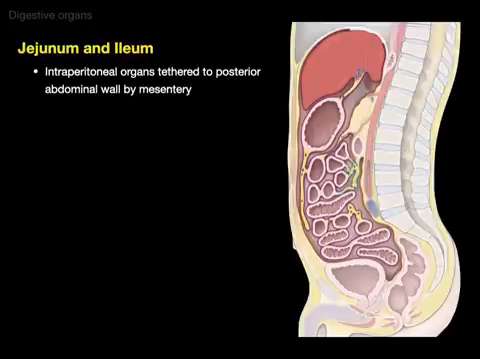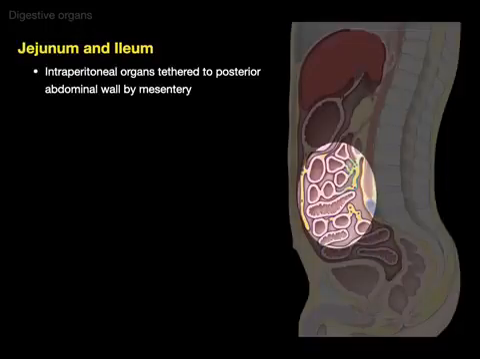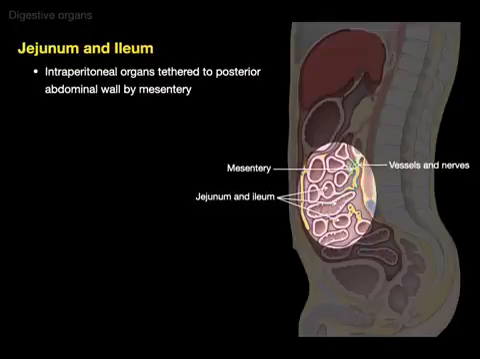This is a sagittal section of the abdominal cavity, and there we're focusing on all of those circles, which are showing cross sections, or in this case, sagittal sections through the jejunum and ileum. Notice that mesentery anchors it to the back of the abdominal wall, and this 2-layer mesentery is where we find the vessels and nerves coursing to the gut tube.